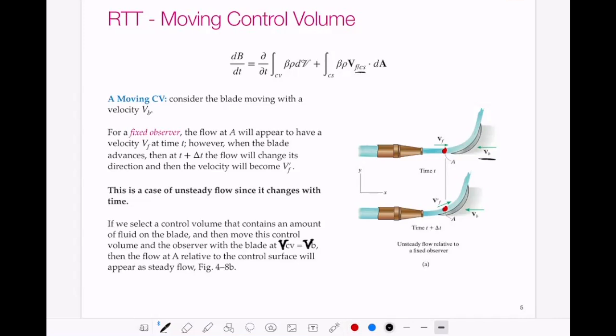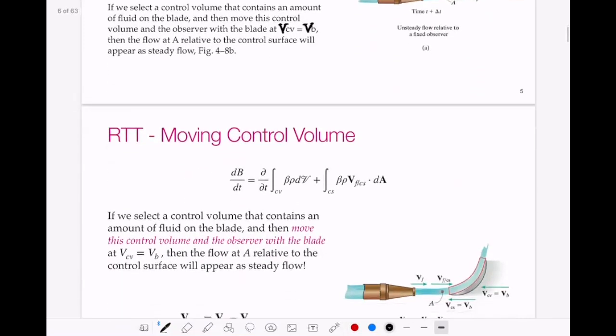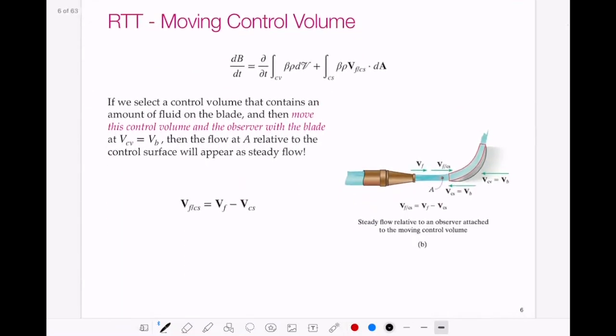So then if we did this, we can draw a control volume for the boundary of the fluid, and that control volume is going to be moving at the exact same velocity as our blade. Now, if we select a control volume here, and we move the control volume with the blade, we have this relationship, and we now have steady flow. At any point within that control volume, with respect to the moving control volume, the velocity is not changing with respect to time, so it is steady flow. The velocity is now only changing with respect to space.